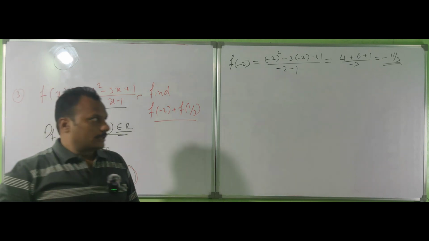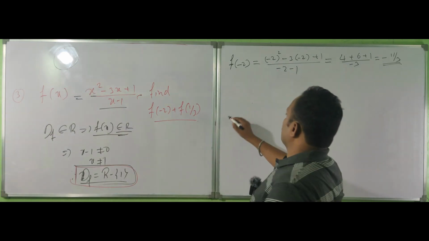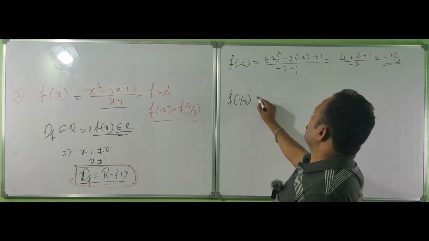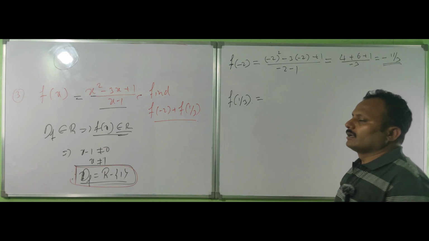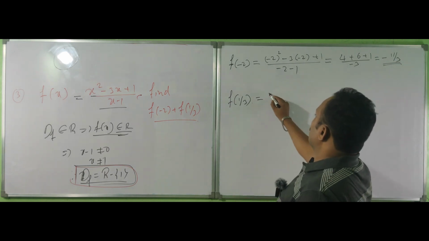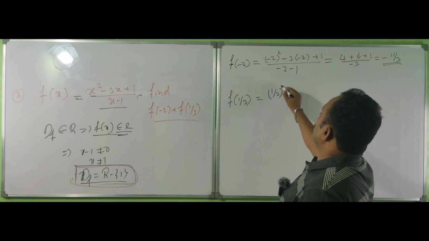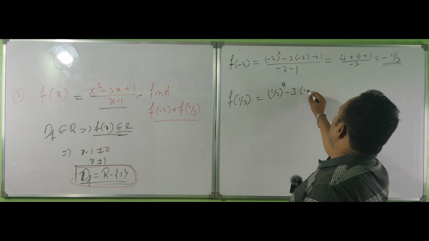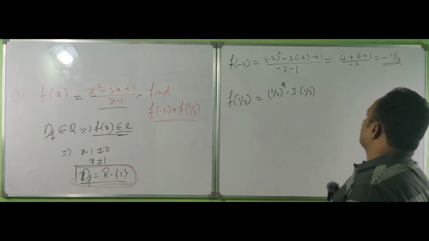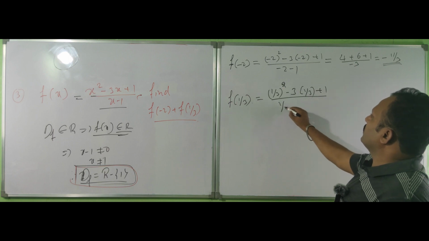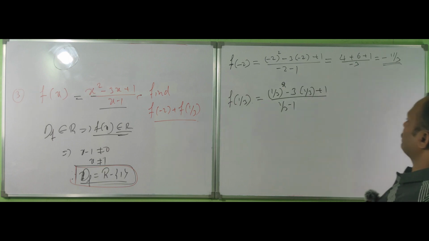Then f of 1 by 3. F of 1 over 3 is equal to, similarly, where the x is there, just put the value of 1 by 3. 1 by 3 whole square minus 3 into 1 by 3 plus 1, divided by 1 by 3 minus 1.